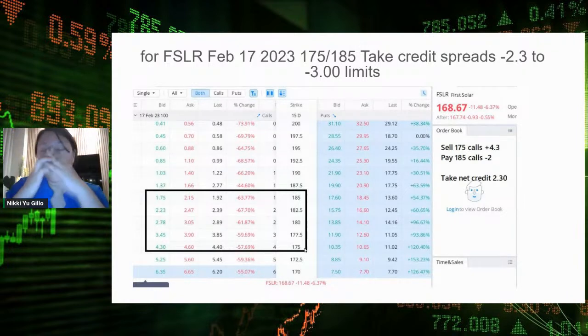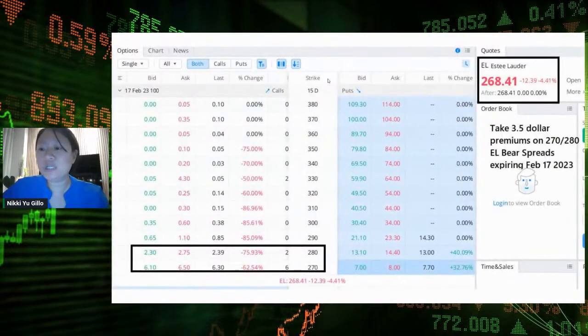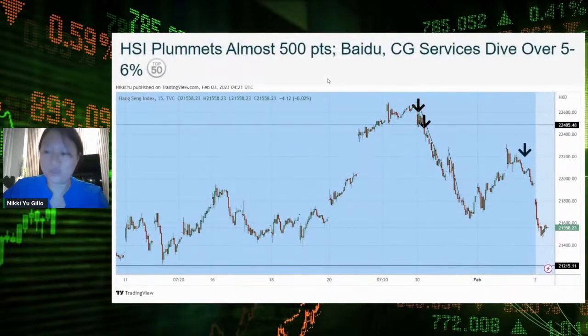So you can wait it out if you want to wait for $300, so 3.7 or 3.5. So First Solar isn't as attractive as a credit spread versus Estee Lauder, but it's still actually good enough. So it's something that you want to place in your watch list as well.